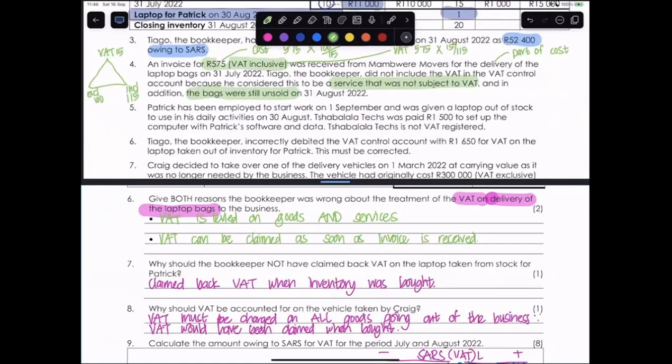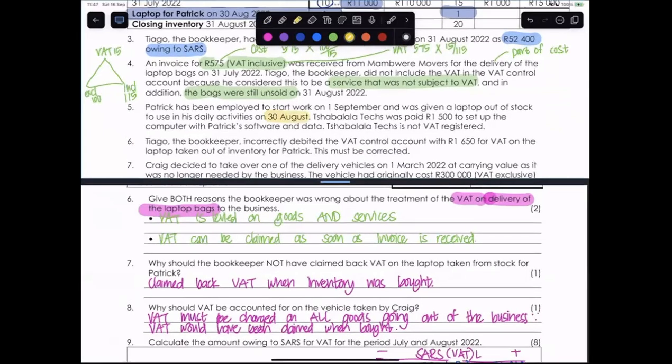Number 5, Patrick has been employed to start work on the 1st of September and was given a laptop out of stock to use in his daily activities on the 31st of August. This is the one that we already saw earlier, and we worked out that obviously it's going to go out of the inventory, but then it's going to go into the computer equipment. So now we have a little bit more information about the fact that he was given it on the 31st of August. That's when the transaction happened.